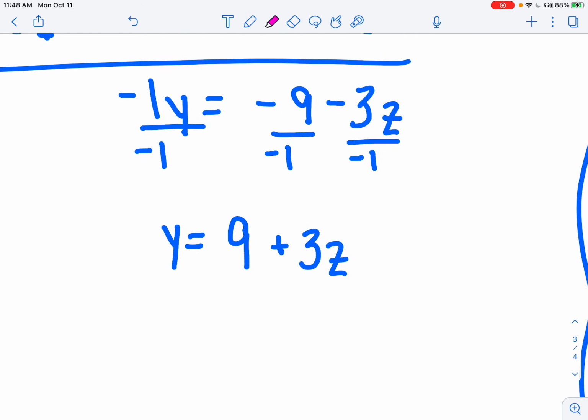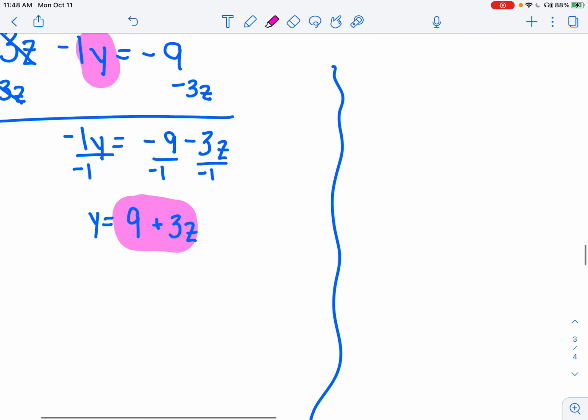Please take a color, stick with the color, highlight that. That is going to be what we put in for y every time we see a y in the next couple of columns. So every time I see a y, I'm going to highlight it with that pink.